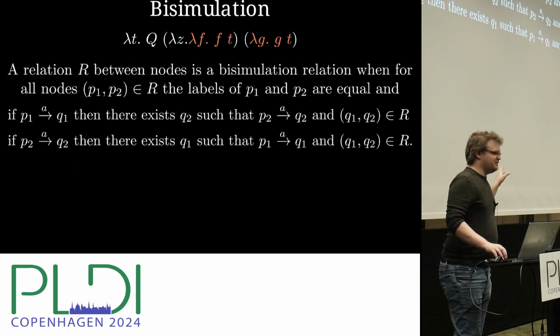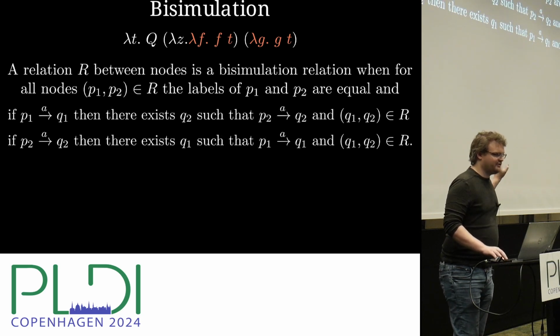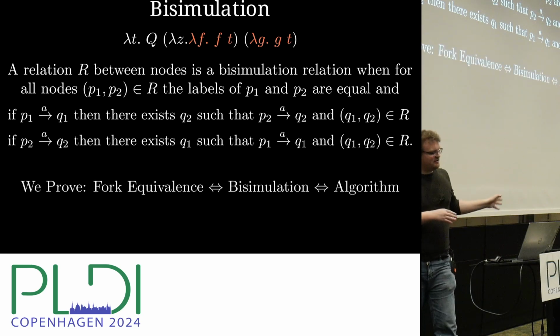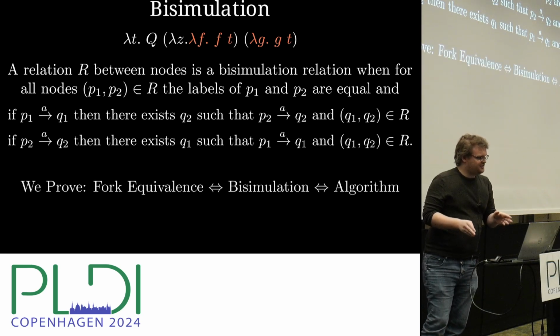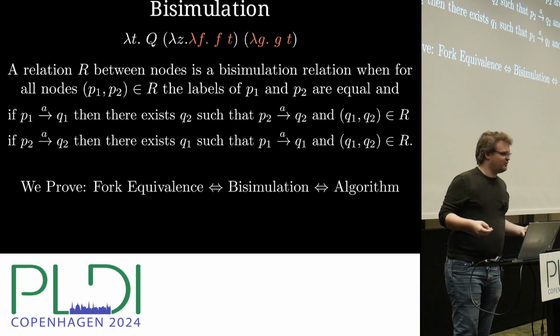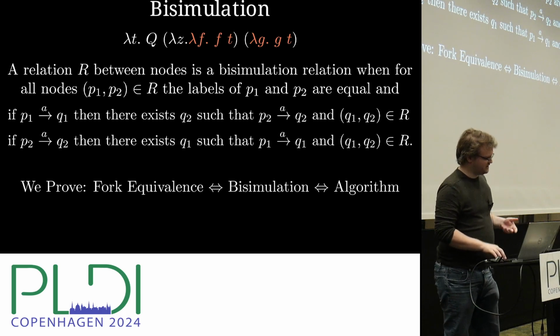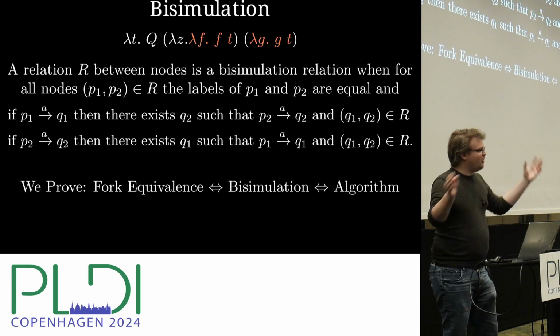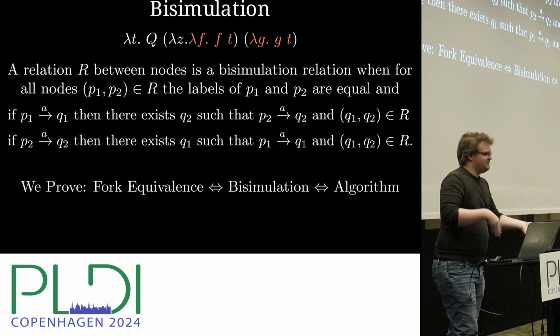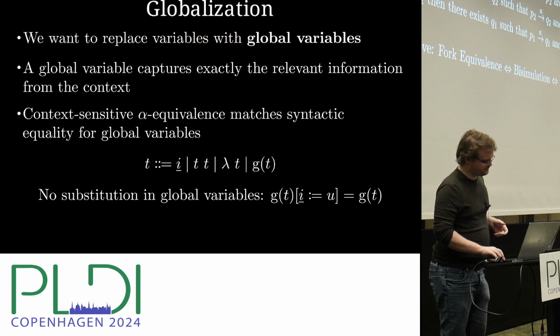So here's the notion of bisimulation. If you want to read it, I'm not going to go through it. I'm going to assume that you know what bisimulation is. And we say fork equivalence is equal to bisimulation is equal to our algorithm that hashes terms modulo context-sensitive alpha-equivalence. And by the way, this whole notion we call context-sensitive alpha-equivalence. So it's equal to either fork equivalence or bisimulation, whatever you want.